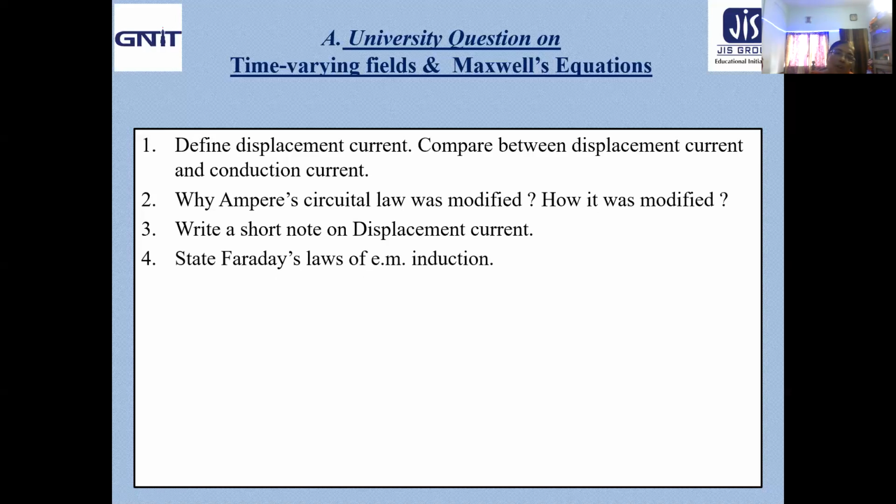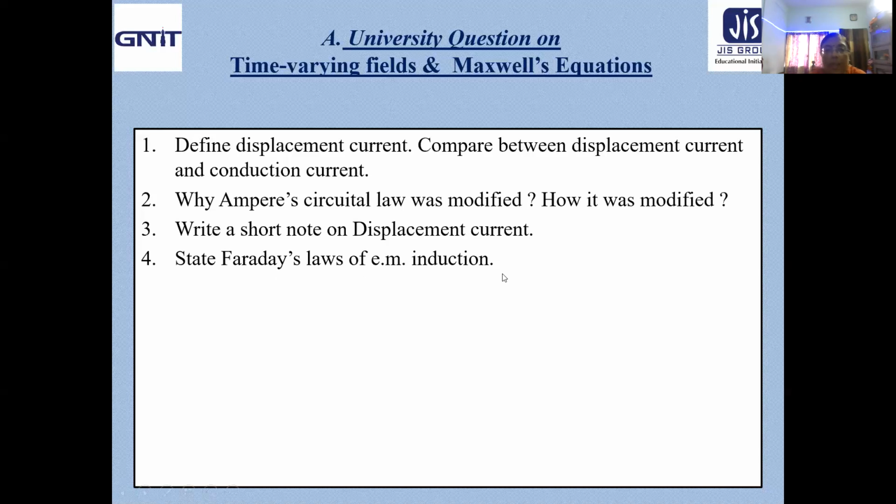State Faraday's laws of electromagnetic induction. All of you know the statement. So E equal to minus d phi dt. That is the mathematical form of the statement. But you have to first give it in physical terms, how to state it. After that, you will go for E equal to minus d phi dt.